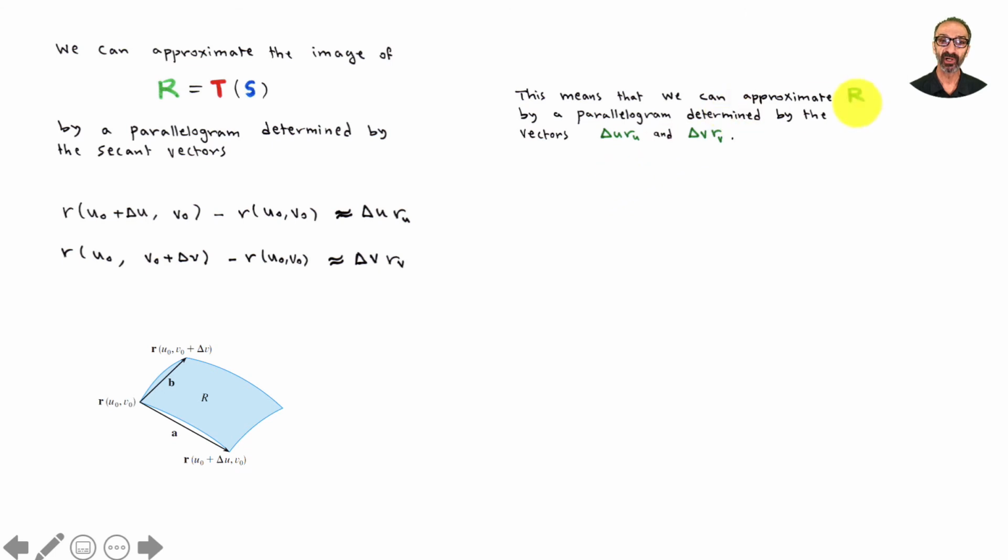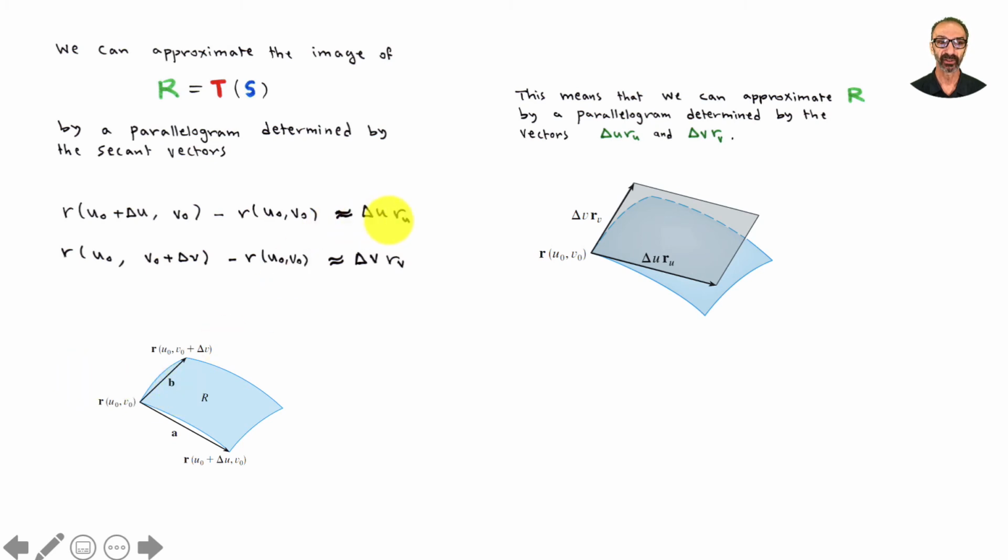This means that we can approximate R by a parallelogram determined by the vectors delta u ru and delta v rv. And now we come to the parallelogram formed by the tangent vectors. So dv rv refers to B, because here I did not write B on A, just to keep you focused with me. This part right here, the V part, the second part right here, is the B.